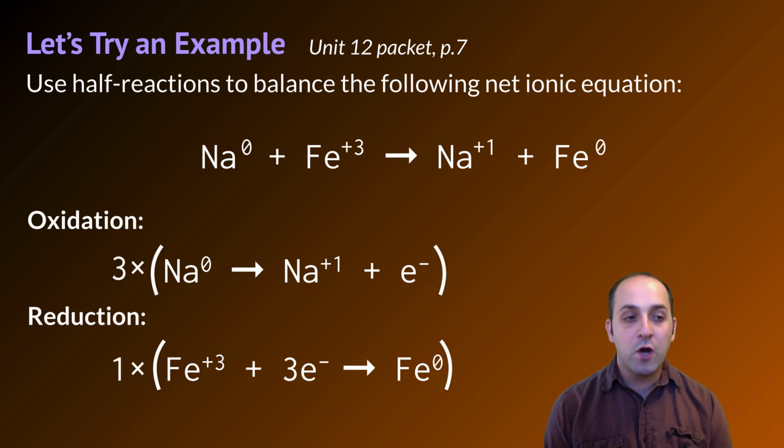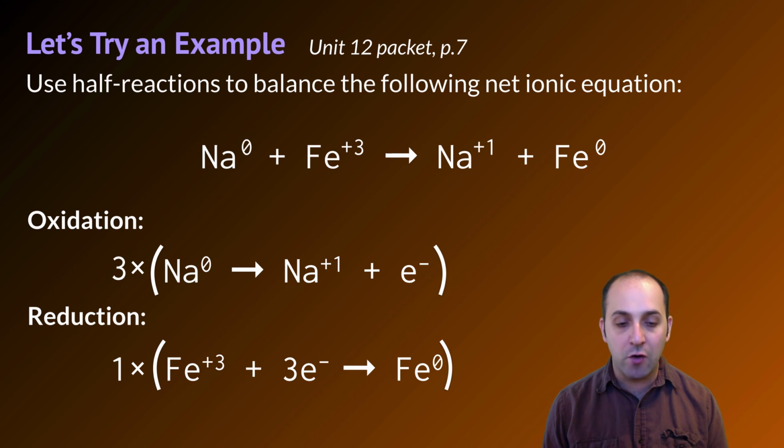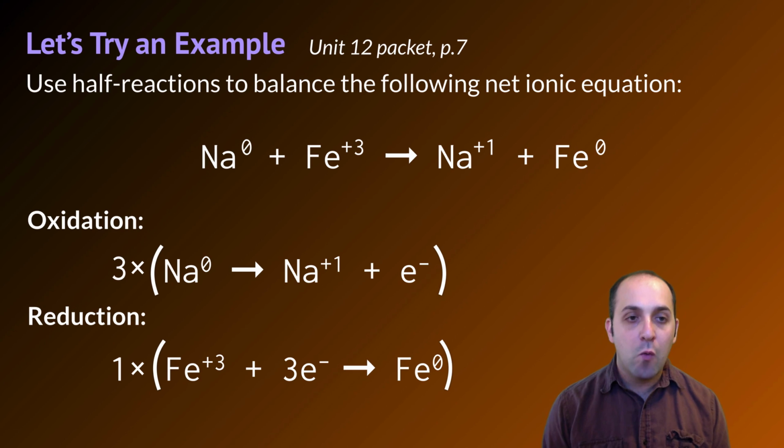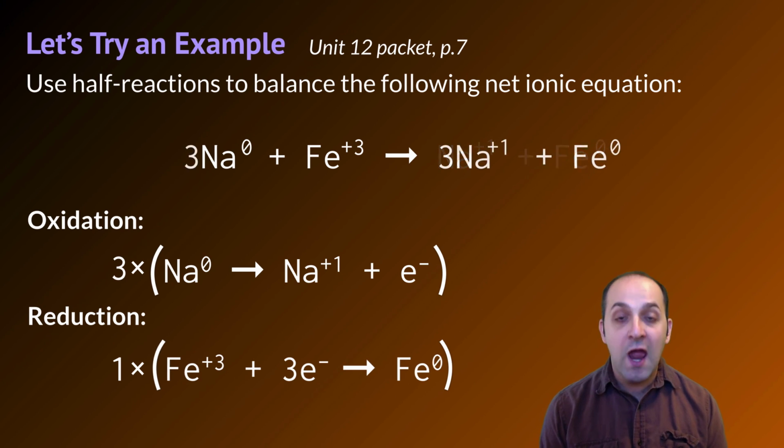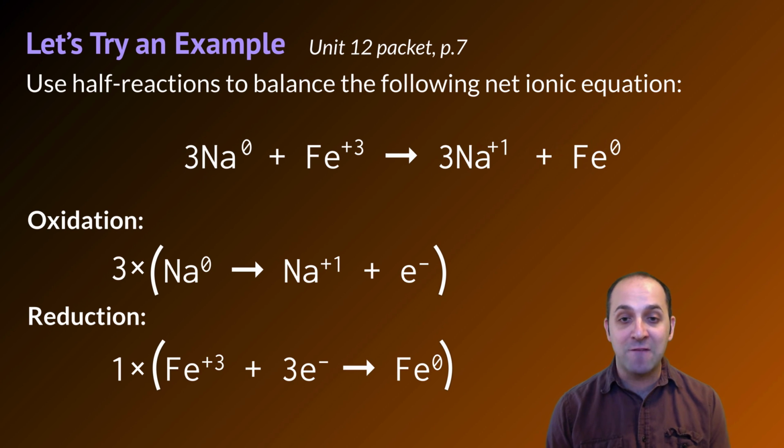To do this, we're going to multiply our oxidation half reaction by 3 and we're going to keep our iron reduction reaction the same. Once we've done that, we can now use the new numbers in order to write the balanced equation. It winds up being 3Na0 plus Fe3+ yields 3Na+1 plus Fe0. Does this make sense? If it doesn't, write down any questions that you have before we wrap up.